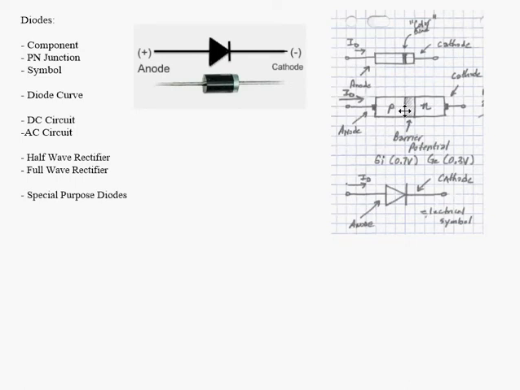This picture in the middle represents the physical characteristics of the diode, which is what I'm going to talk about first. You see the letter P and the letter N. P represents a P-type material, and N represents an N-type material.